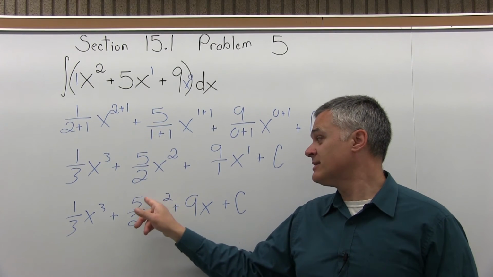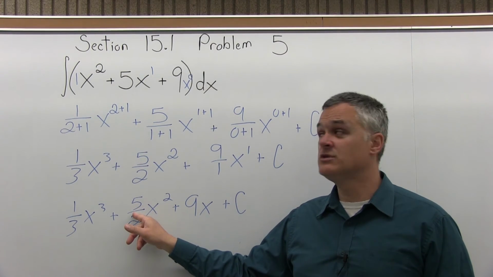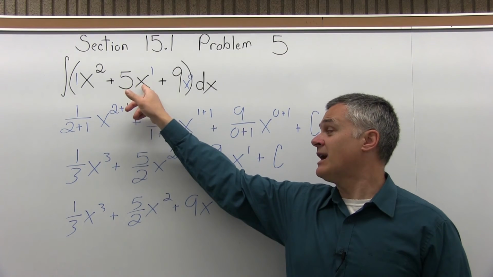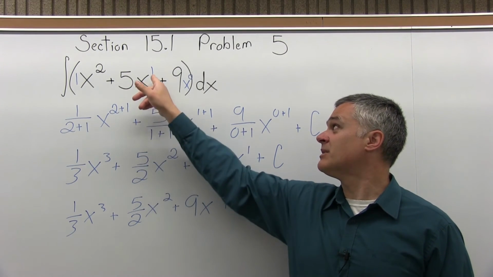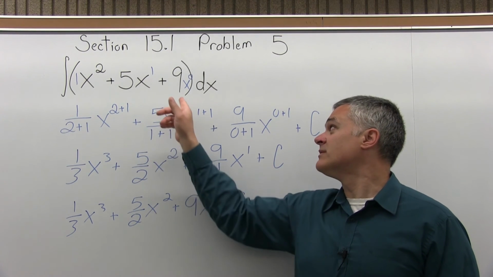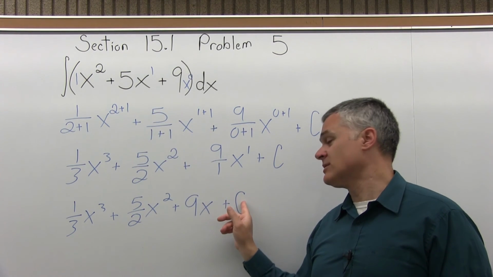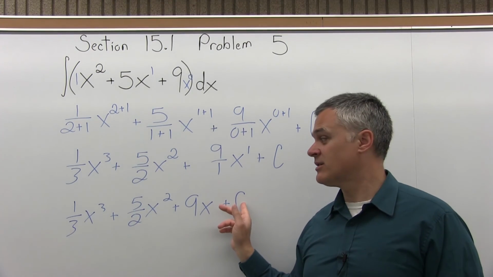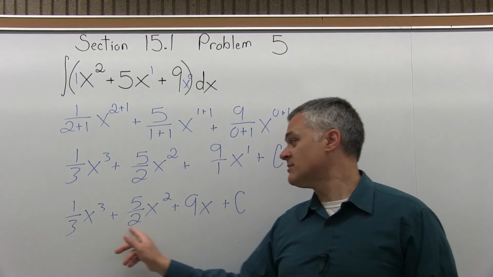The next piece, 5 halves x squared, let's take the derivative of that. The 2 comes down times the number in front, 5 over 2. The 2's cancel, giving me a 5x to 1 less power. That second power drops to a first power. And then the 9x has a derivative of just 9. And the constant, or plain old number, would just go away when you take the derivative. So again, the answer must be correct.